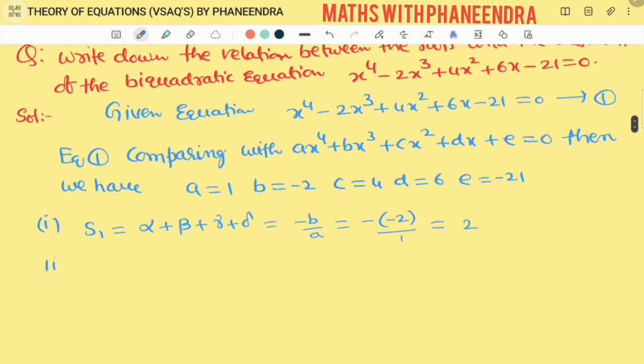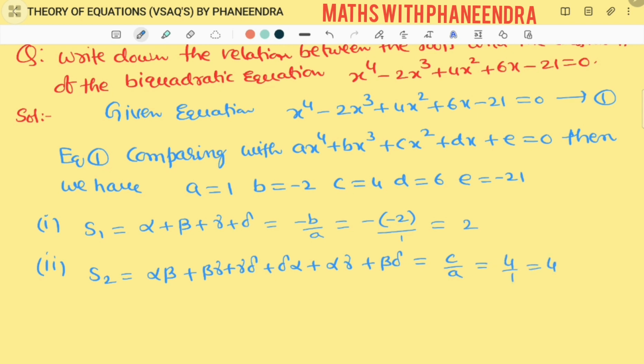Second one, product of the roots taken two at a time, S2. Logically I am writing alpha beta plus beta gamma plus gamma delta plus delta alpha plus alpha gamma plus beta delta is equal to c by a. So, c value is 4, a value is 1, so ultimately that value is equal to 4.